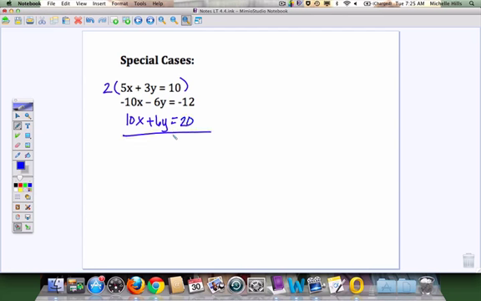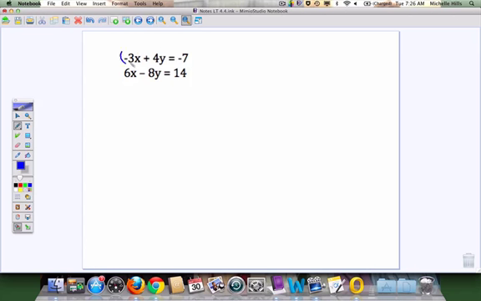Now, when I add these equations together, negative 10x plus 10x is 0. Negative 6y plus 6y is 0. This side just becomes 0. And negative 12 plus 20 is 8. This is the situation where I've eliminated both of my variables, and I get a statement that is never going to be true. 0 is never going to equal 8, so this is no solution. If I actually graphed these two lines, they would be two different lines, but they would be parallel. No solutions means they never intersect.